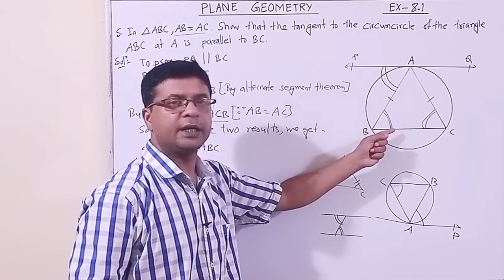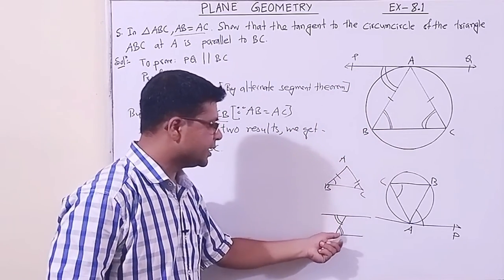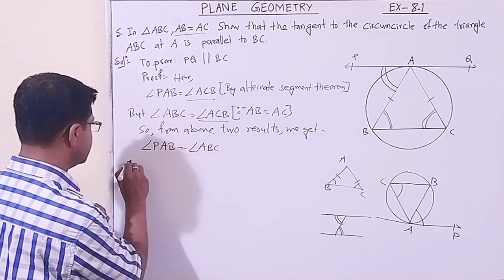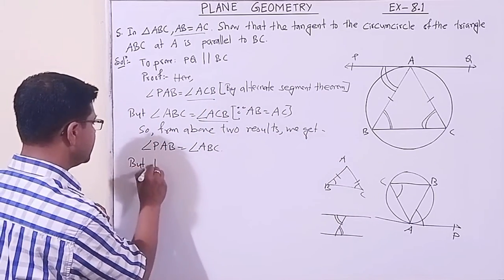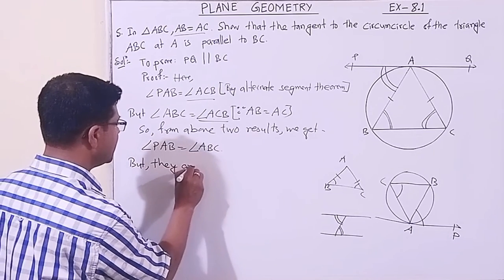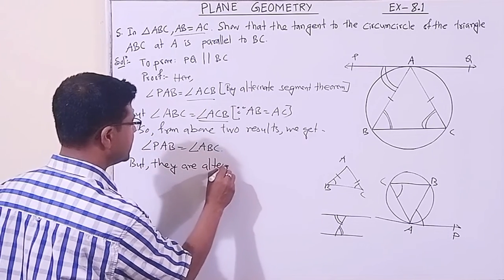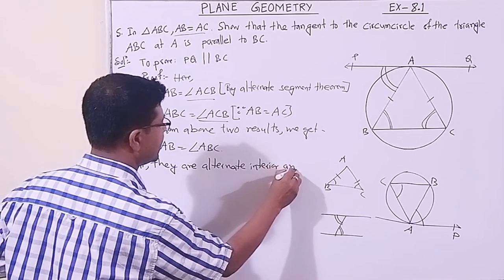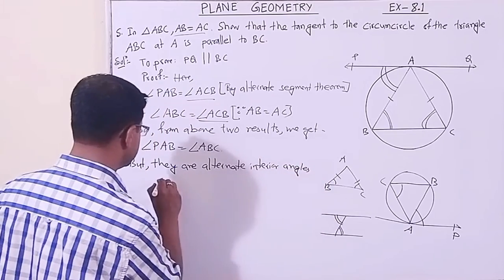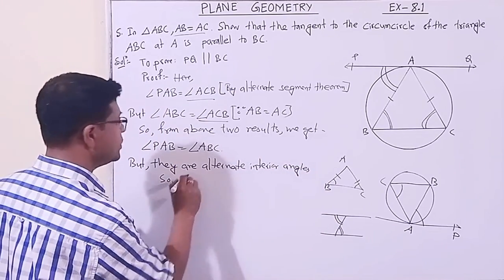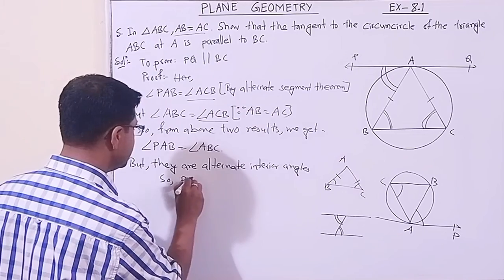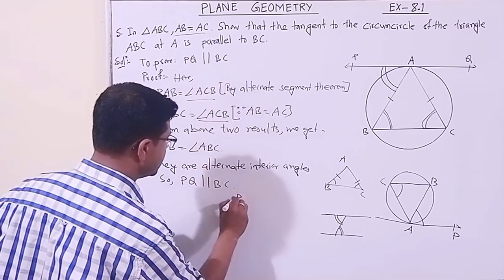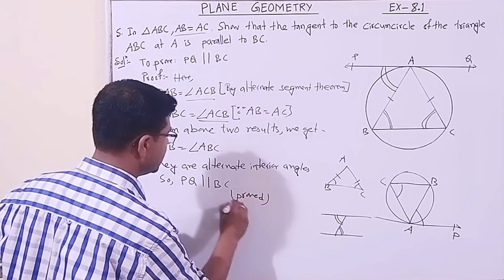These two are alternate interior angles. If alternate interior angles are equal, then the lines are parallel. So let us write the reason. But they are alternate interior angles, so the lines must be parallel. That is, which are the two lines? PQ is parallel to BC. This thing we had to prove. So let us write proved.